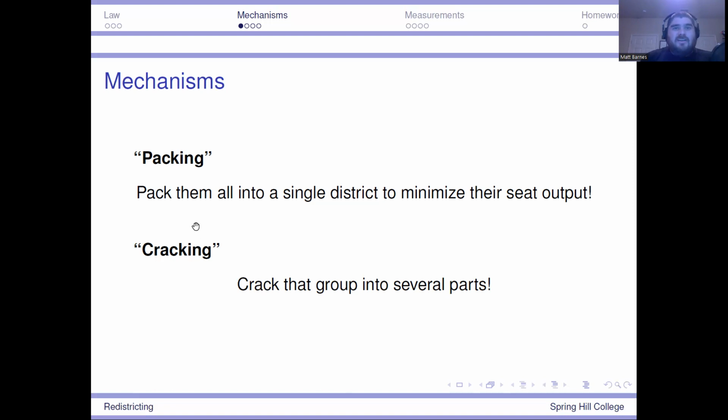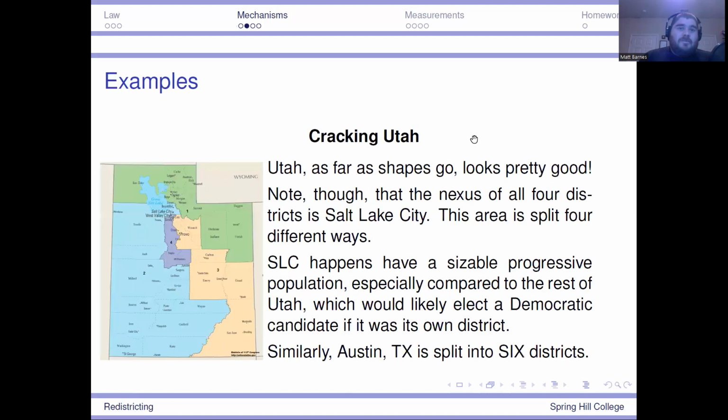Now, the other thing you can do is kind of the reverse of this. It's called cracking. What you can do is take a very geographically centered area, a small geographic area, something like a city, and you can break it into multiple pieces. And what that does is it dilutes the voting power. So if you have a lot of voters that are not going to vote for your party in a small area, you can break up that small area into multiple districts. And then together as a whole, they may be able to win something, but when broken up into pieces, they get outvoted. All right, so these are the two main mechanisms we have for gerrymandering.